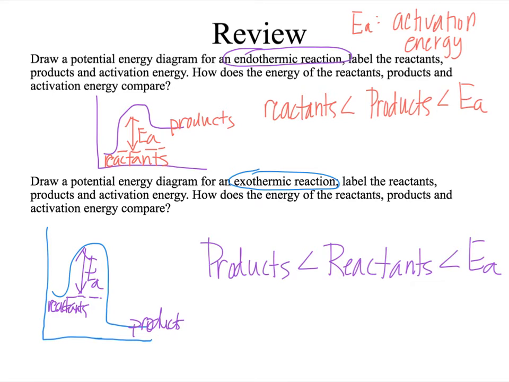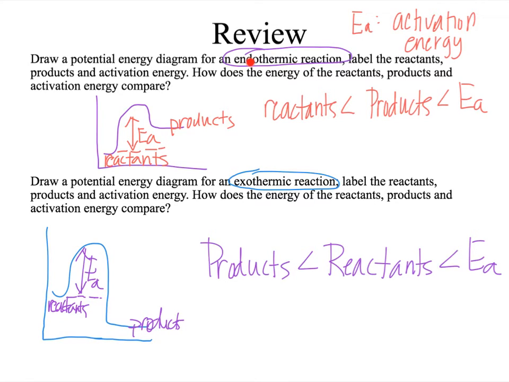All right, in these 2 questions, they want you to draw the potential energy diagram for both an endothermic and an exothermic reaction, label the reactants, products, and the activation energy, and then tell how the energy of the reactants, products, and the activation energy compare with each other. Recall that EA is how we write activation energy. Let's do endothermic first.